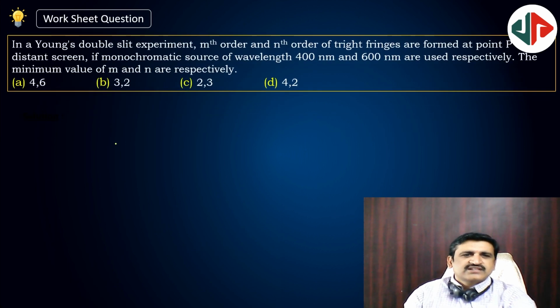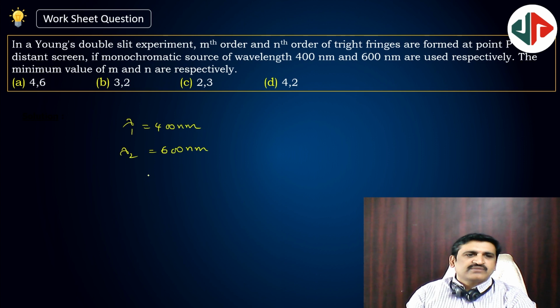In Young's double-slit experiment, the mth and nth order fringes of the two wavelengths coincide at P on a distant screen, with monochromatic light sources of lambda 1 equal to 400 nanometer and lambda 2 equal to 600 nanometer used separately. What are the minimum values of m and n respectively, for the mth order and nth order?